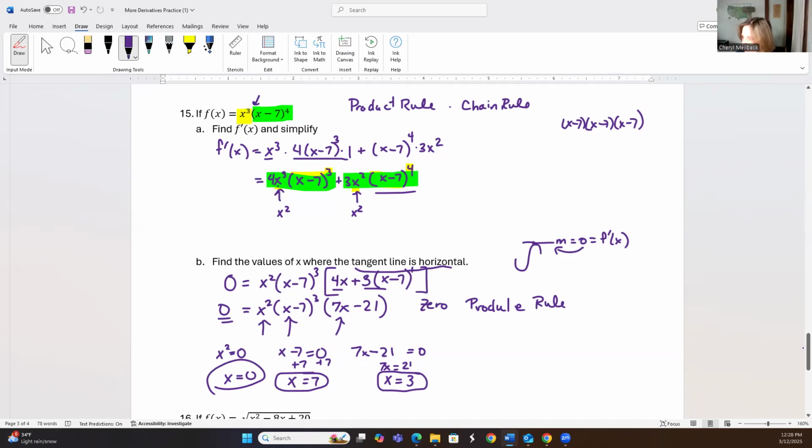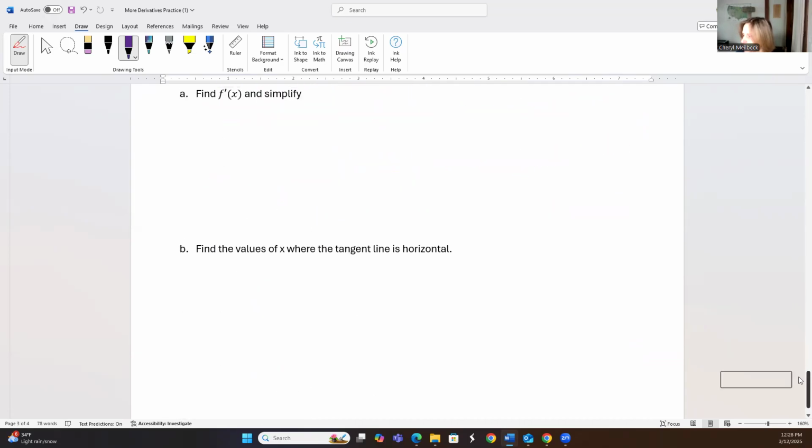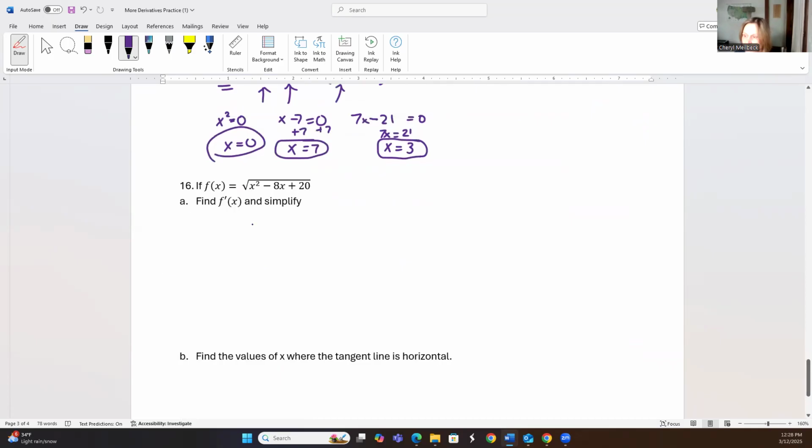We're going to do problem 16 similarly. Problem 16 says, find the derivative of f of x and simplify. Before we do that here, the way we know how to take the derivative of a square root is to turn that into a fractional exponent. So we're going to rewrite this equation as (x squared minus 8x plus 20) to the 1/2 power. Now, taking the derivative, of course, will involve the chain rule because we have our outside function being taken to the 1/2 and our inside function as that trinomial.